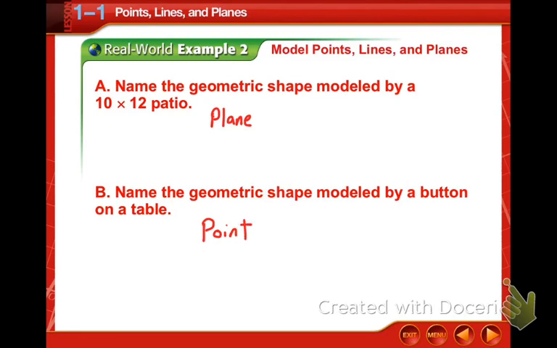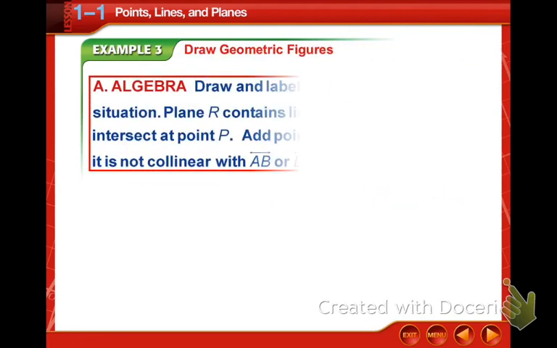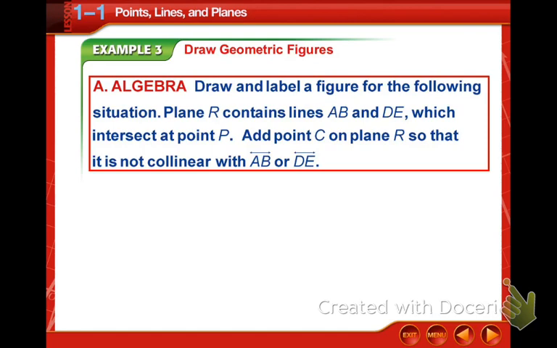Okay, pretty simple, right? If we had a row of bricks on the patio, it would be a line, something along those lines. Okay, the next one here wants us to draw and label a figure for this situation.